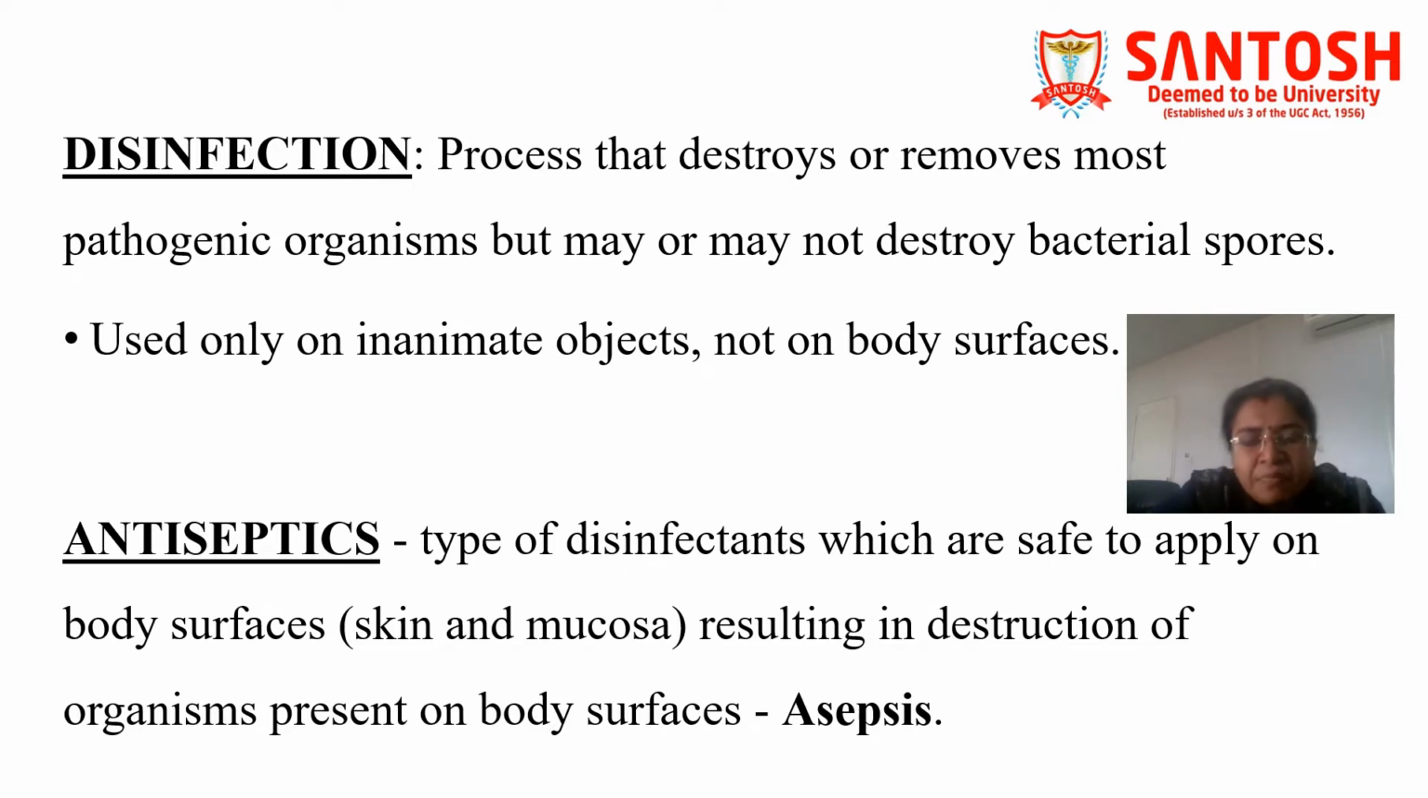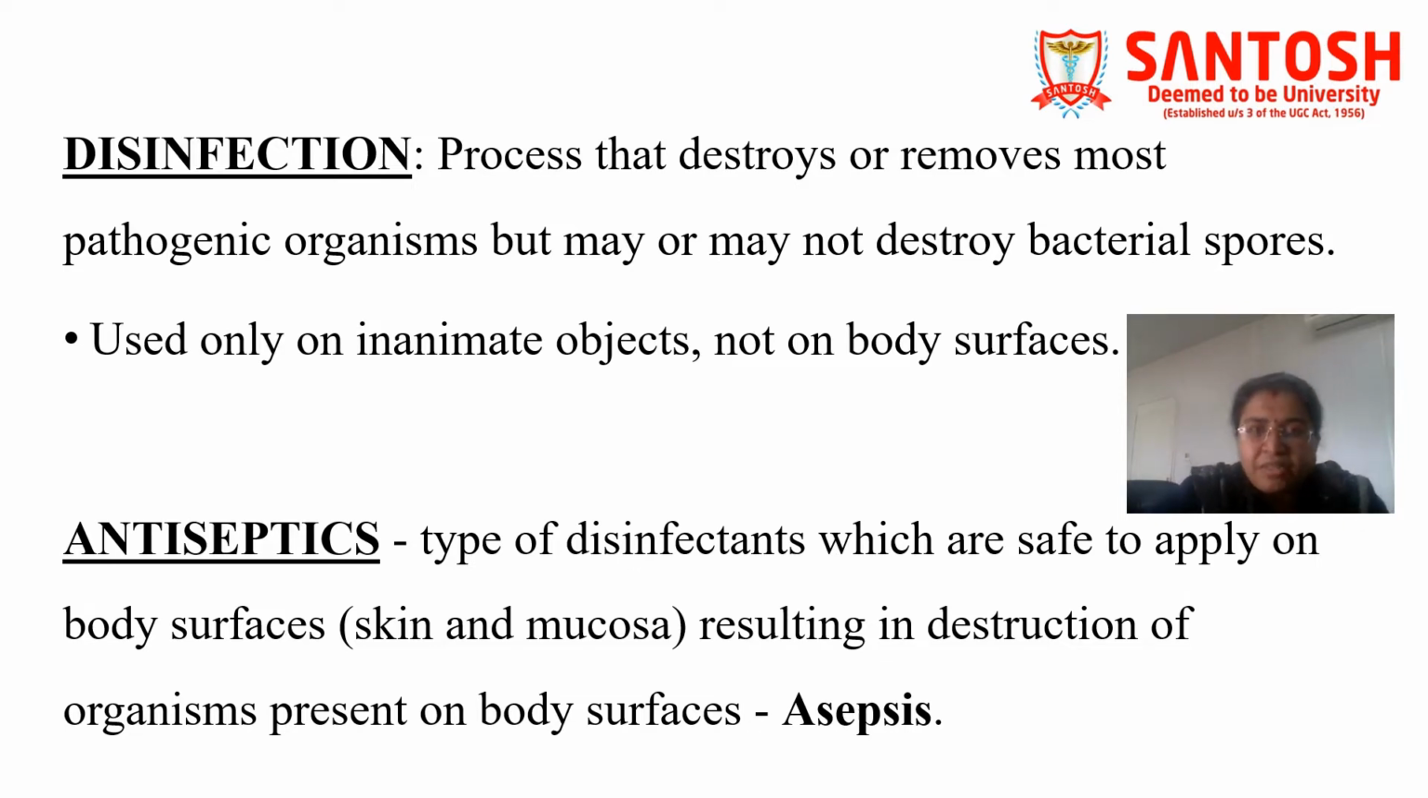So how will you define antiseptics? Antiseptics are the type of disinfectants which are safe to apply on body surfaces, on skin and mucosa, resulting in destruction of microorganisms present on the body surface. So the process is known as asepsis, and the materials that we use are known as antiseptics. You all may be aware of both these terms. During the COVID pandemic, everybody came across disinfection and antisepsis, which we can take up as a precautionary measure that can prevent us from having COVID.